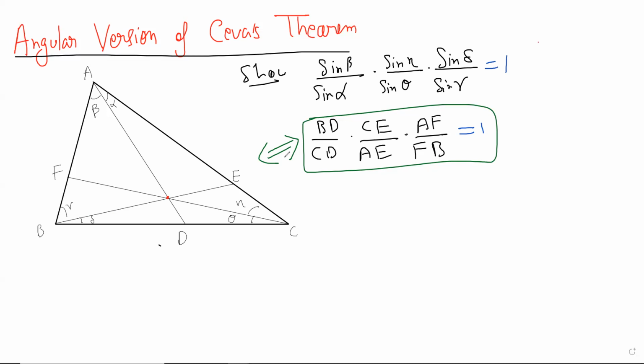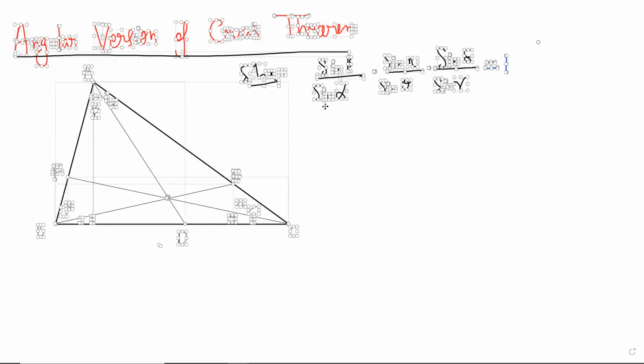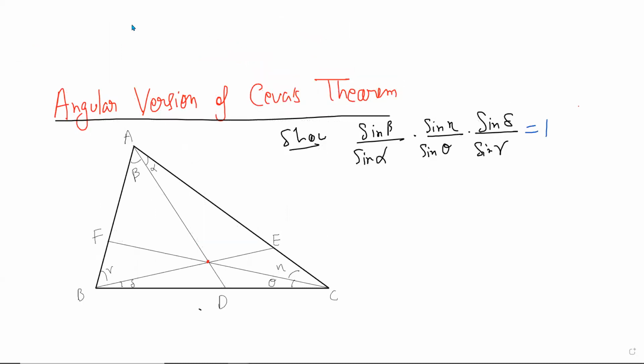Now let us try to apply this. This has many applications in Olympiads and so on. It will also have computational applications. If the angles are given and you want to check, you just compute the ratio of sines of the angles and you can tell. Let me just say application of Ceva's theorem.